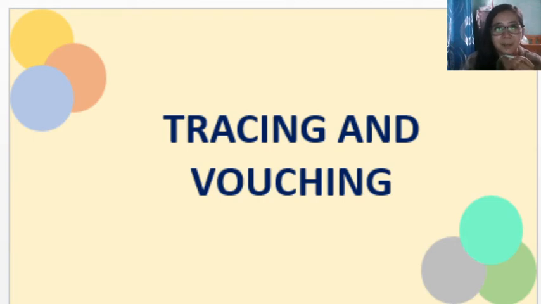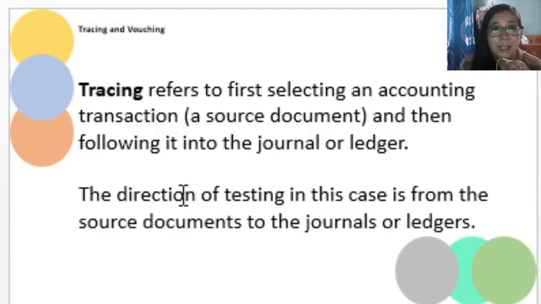Okay, so for this next video lecture, we will be discussing tracing and vouching as part of the audit procedures to be performed by the auditor. When we say tracing, this normally refers to selecting an account transaction, normally from a source document. The auditor will use the source document and then follow it through the journal or ledger.